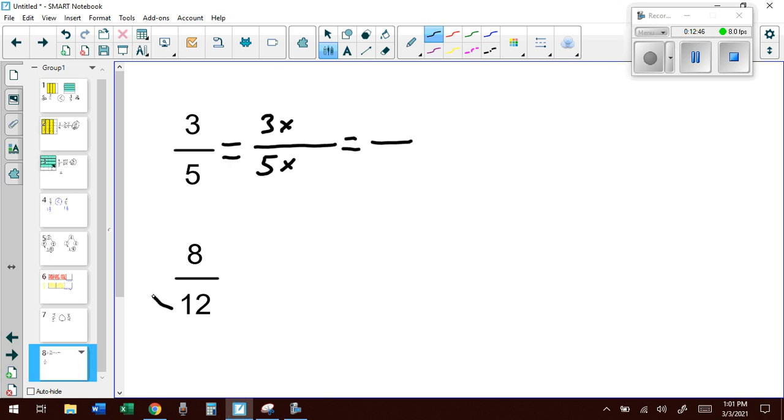I'm going to multiply it by 12. Since I multiply that 5 by 12, I'm going to multiply this 3 by 12. Start with 5. 5 times 12 equals 60. And 3 times 12 equals 36. So 3/5 is equivalent to 36/60ths.